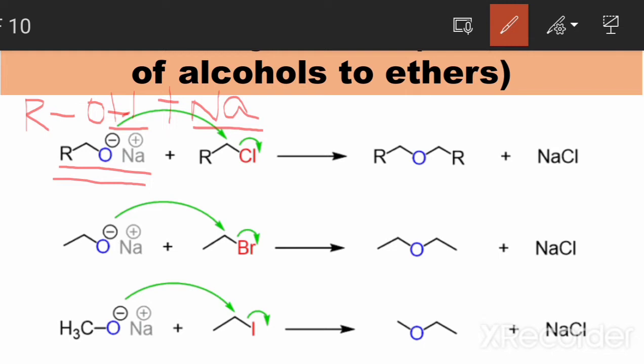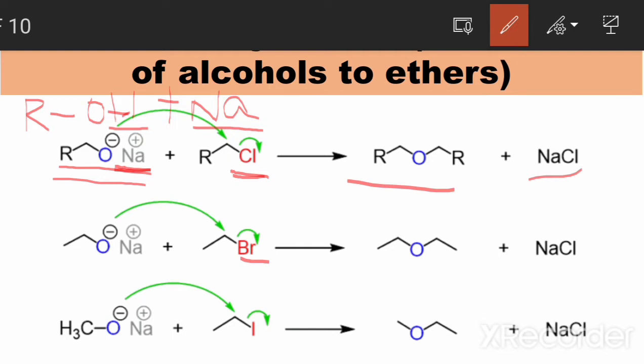Then it further reacts with the alkyl halide, and when it reacts with the alkyl halide, the negative charge on the oxygen will attack the carbon that is directly attached to the halide group and form a bond with that carbon. The halide, or chlorine, will attach to the partial positive sodium, and this positive charge and this negative charge will form a bond and form a salt, that is sodium chloride, and our final product, that is ether.